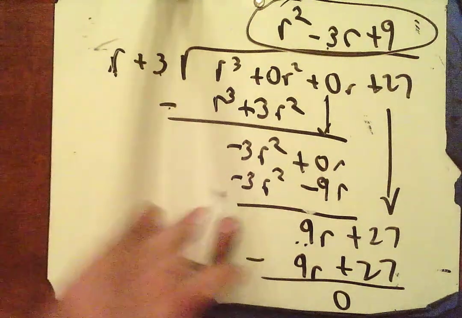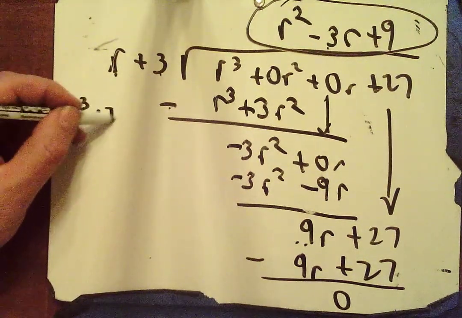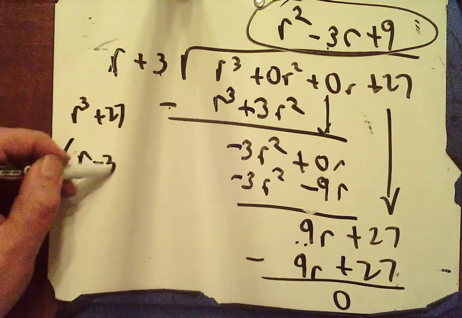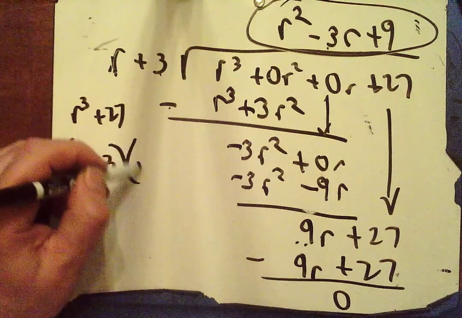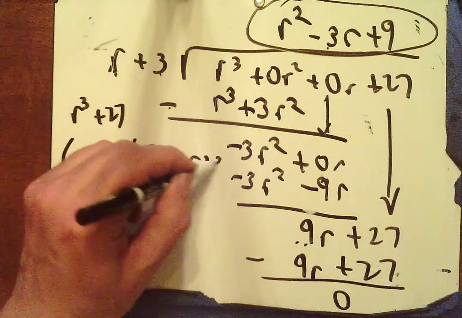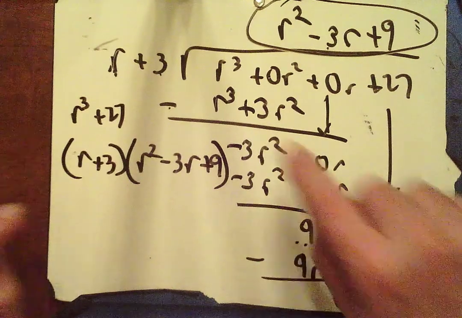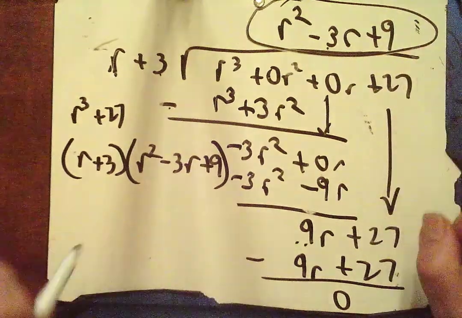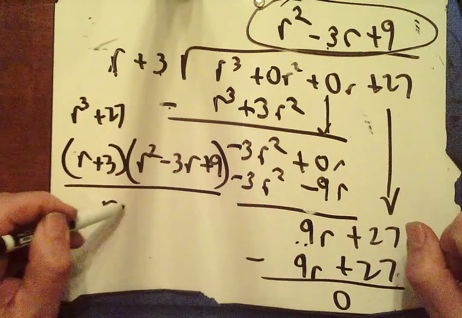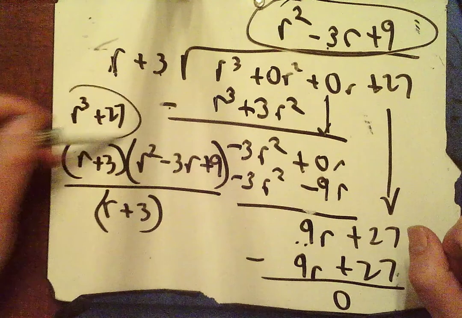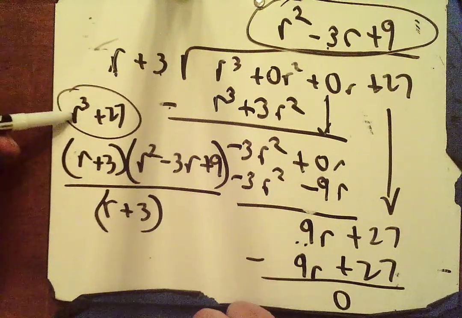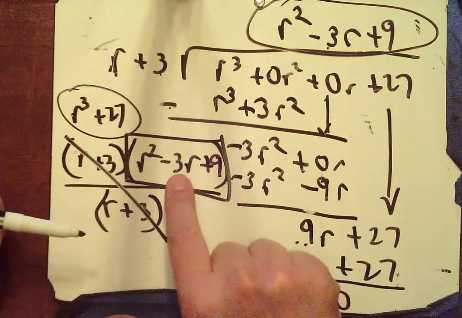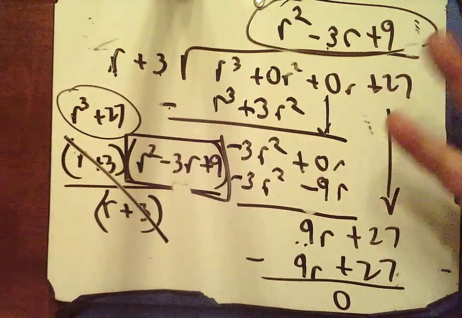Now, remember that r to the 3rd plus 27 is a sum of cubes, and that factors as r plus 3, r squared minus 3r plus 9. What I was looking at here was this over this, but this factors like that, and we can cancel those out. So that's what I'm supposed to get, and that's what I got, so I'm a happy camper.